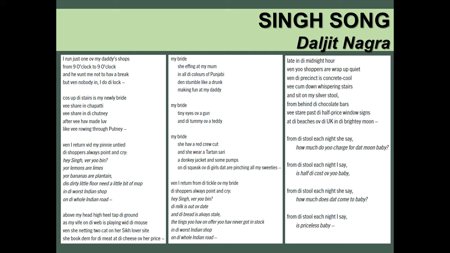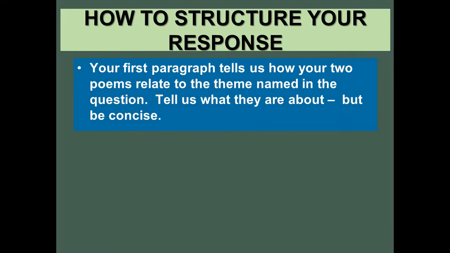So now let's move on to think about what we need to do in the exam. In the exam, your first paragraph tells us how your two poems relate to the theme named in the question. So tell us what your two poems are about, but be concise. Here's an example of that with Singh Song in mind.